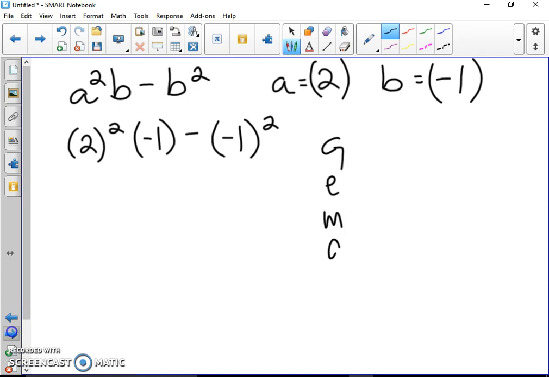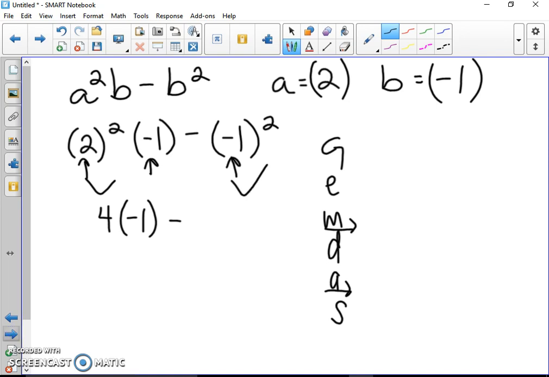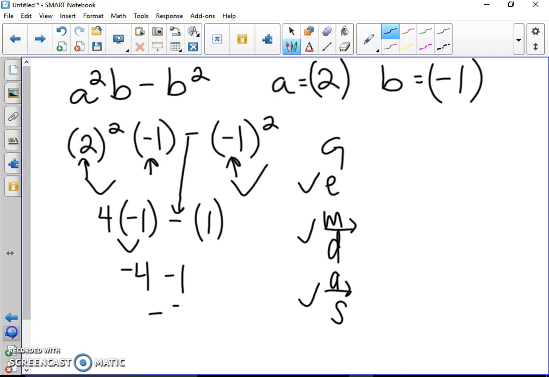Okay, order of operations. So GEMDAS, left to right, left to right. Are there any grouping symbols? Yes. However, in those grouping symbols, we can't really simplify. So the next thing is exponents. Are there exponents? Absolutely. 2 squared gives us 4 times negative 1 minus, here's exponents, negative 1 squared. Well, negative 1 squared is just 1. Negative 1 squared gives us a positive 1, but notice this subtraction still carries down. Now we look for any multiplication or division. Yeah, 4 times negative 1 gives us negative 4 minus 1. Add, subtract, let's simplify that up. Negative 4 minus 1 leaves us with negative 5.